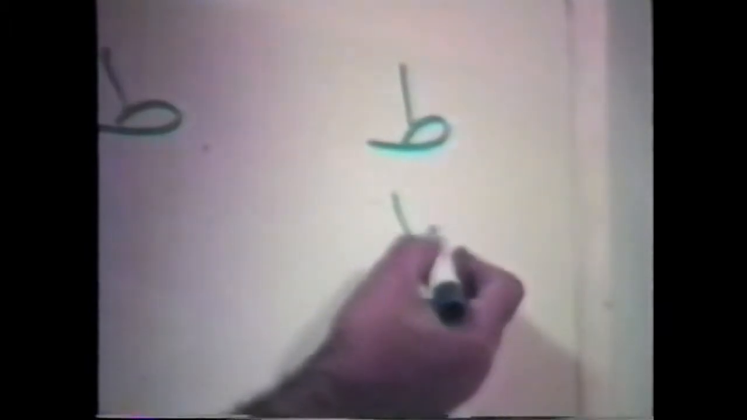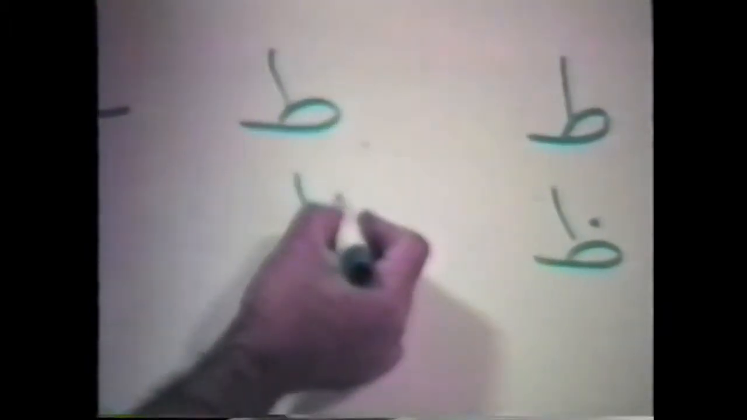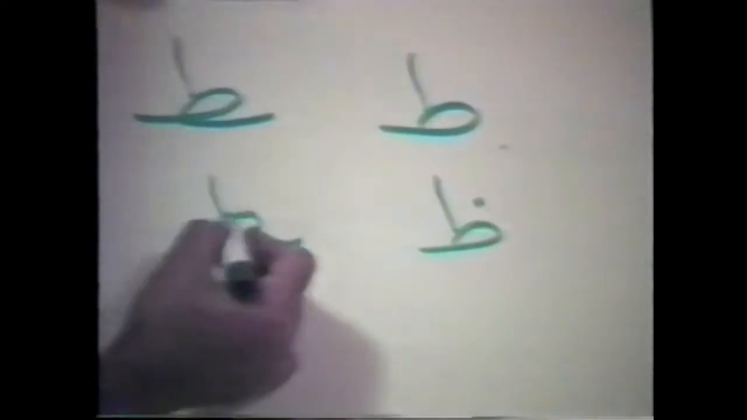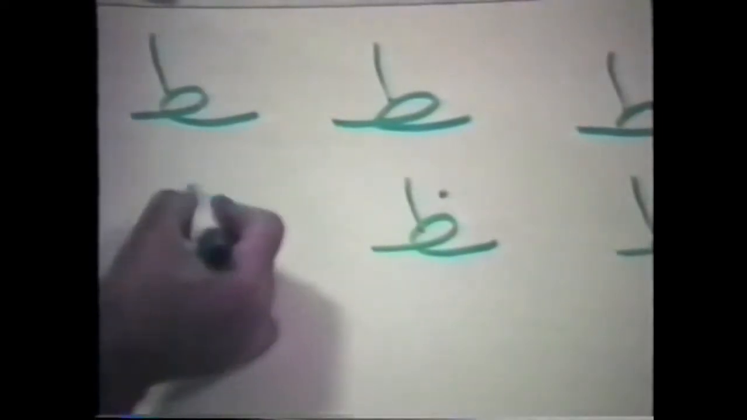The next letter is Ta. And you know by now that the Ta looks like this. At the beginning of the word, it looks like this. In the middle, it is simply connected from both sides. And at the end, it looks like this. Za is exactly the same, except it has a dot. At the beginning, it looks like this. In the middle, it looks like this. At the end, it looks like this.